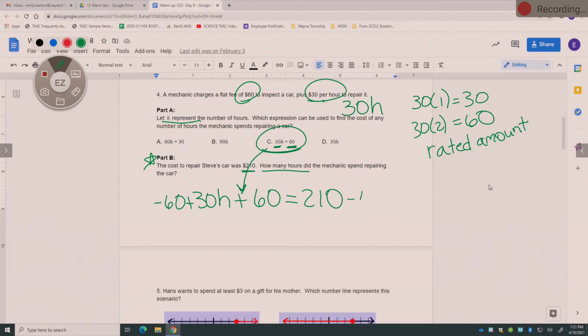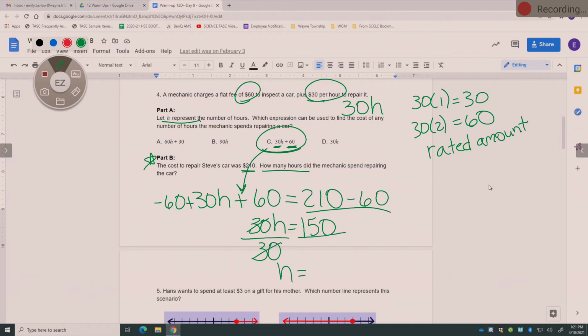So I put a negative 60 on both sides. I don't really need that line right there. Negative 60 plus 30H plus 60 would just give me 30H. And then 210 minus 60 would give me 150. Then 30 times H, if I want to cancel out that 30, I've got to do the opposite of times, which is divide. And that gives me H.